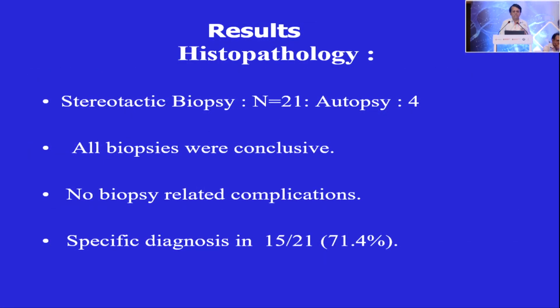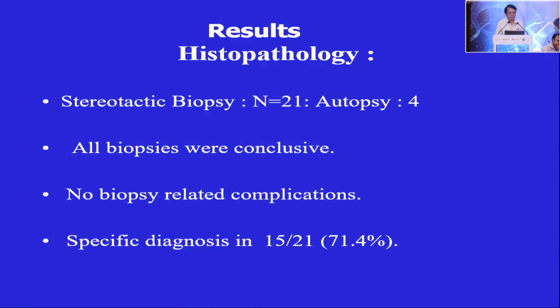What happened? We had 21 biopsies and 4 autopsies. All biopsies were conclusive. We were able to say what the lesion was and what had yielded. No biopsy related complications could be seen. Even in a retroviral infection, people are hesitant to do the biopsy. Surgeons mainly, they may not help us at all. But you have to have surgeons like our neurosurgeons who were ready to take it up as a challenge, and then did this, and we were able to give an answer for this.